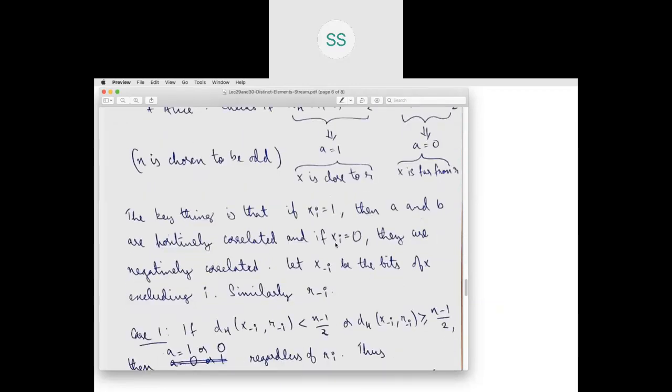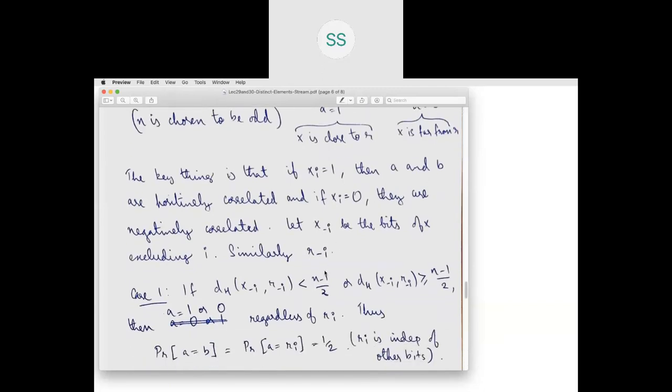To see why this is the case, let us define x minus i to be the bits of x excluding the ith bit, and similarly r minus i. All the bits except the ith bit. Now, n is odd, as I already said, so n minus 1 is even. So x minus i contains an even number of bits, and so does r minus i.